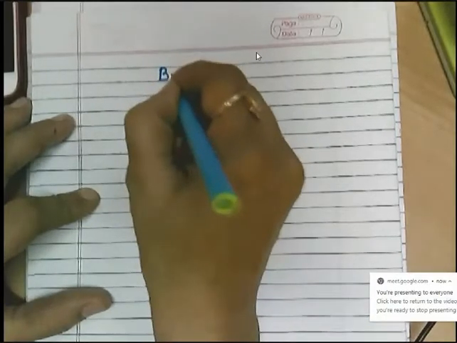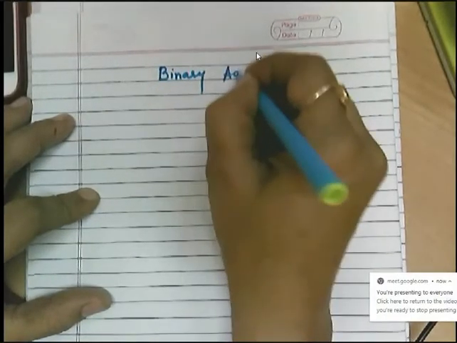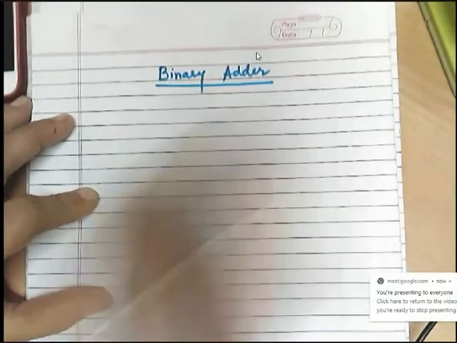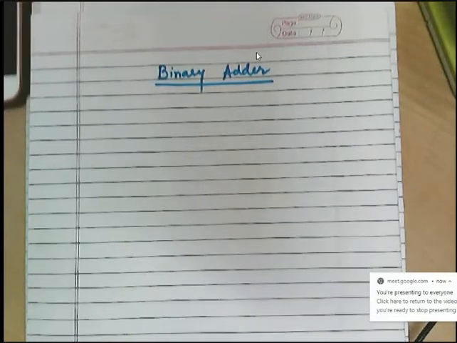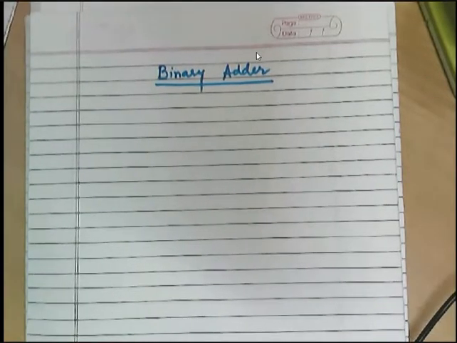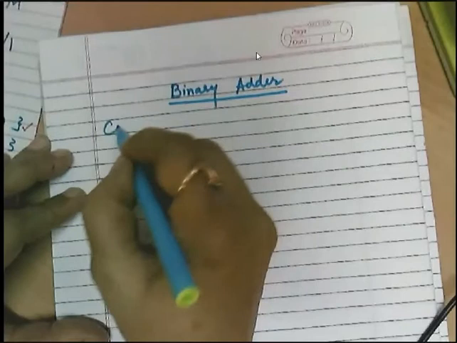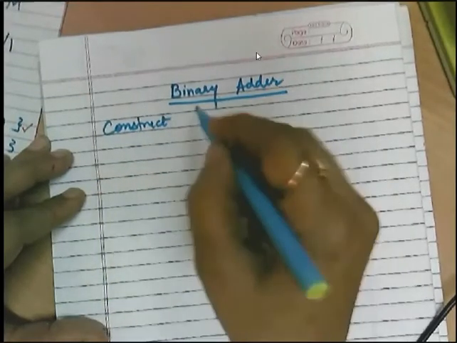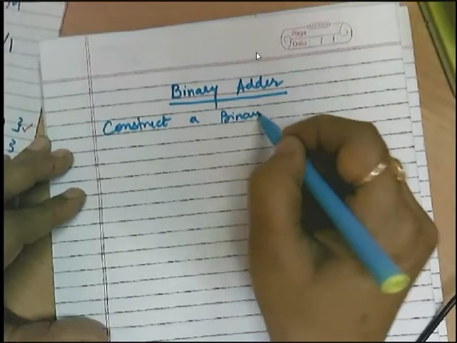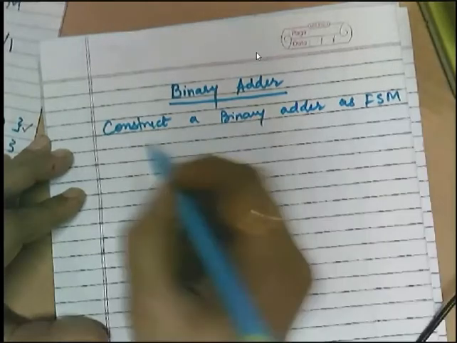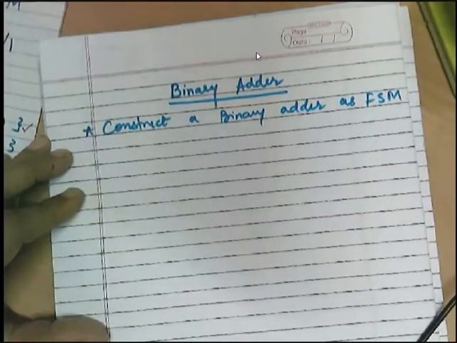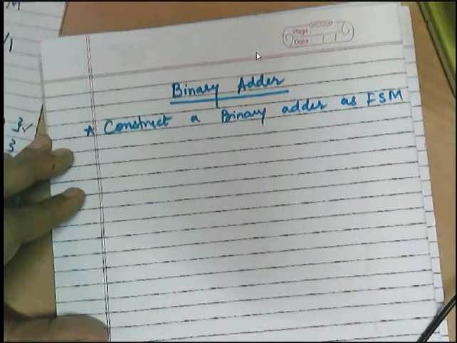The binary adder. Okay, so you all are aware of binary adders. So if I give the input, you can have a problem for this: construct a binary adder as an FSM. So we want to construct a finite state machine which will act as the binary adder.